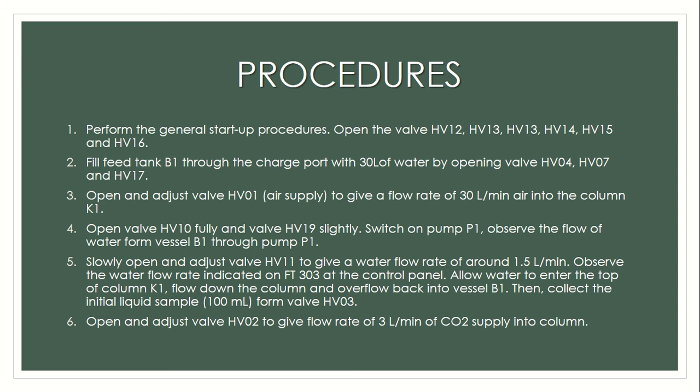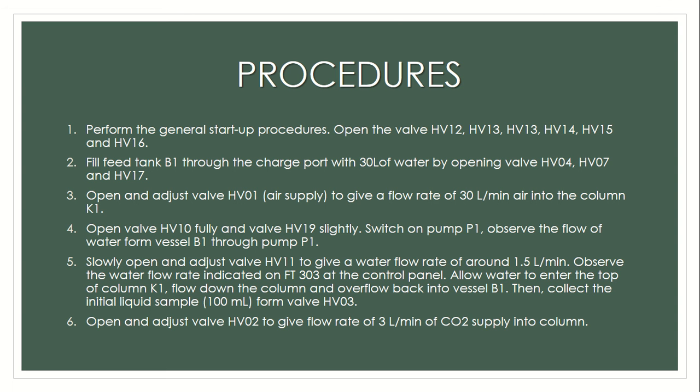Next step, open and adjust valve HV01, which is air supply, to give a flow rate of 30 liter per minute air into the column K1. Then open the valve HV10 fully and the valve HV19 slightly. Switch on pump 1. Observe the flow of water from vessel B1 through pump 1. Then slowly open and adjust valve HV11 to give a water flow rate of around 1.5 liter per minute.